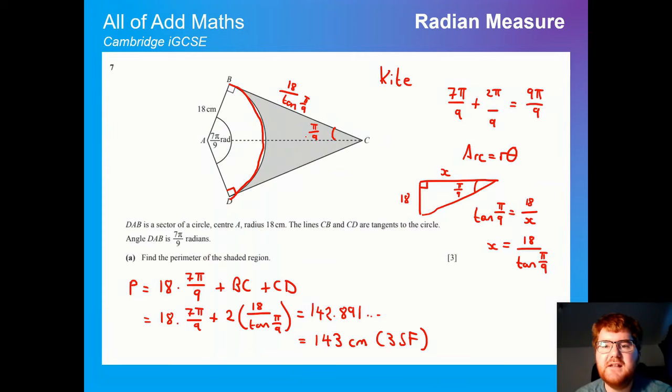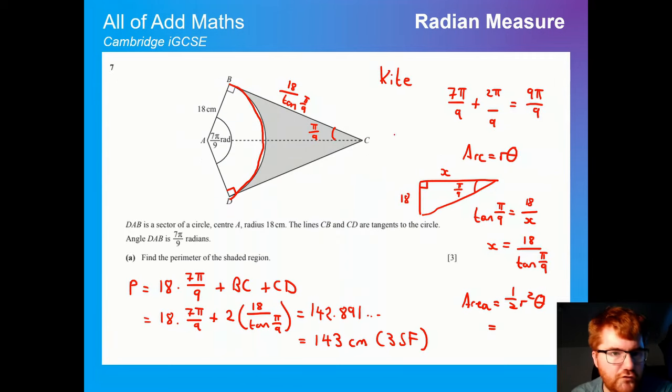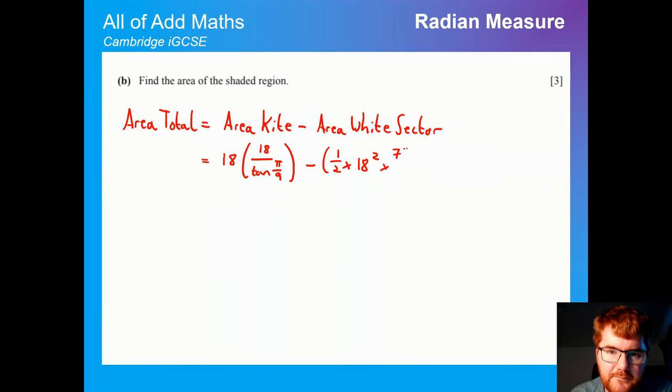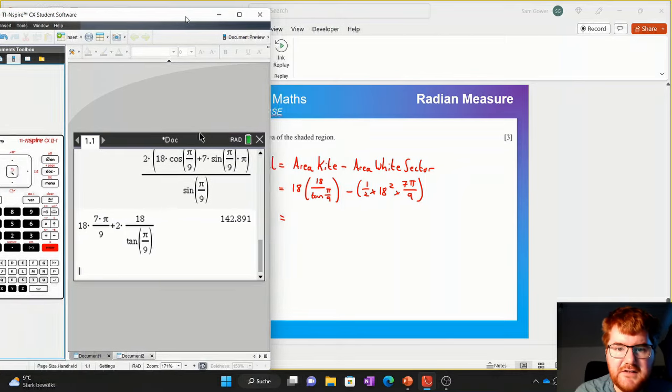And now the area of the white sector, again that really important formula, I'll pop it down here. The area is equal to half r squared theta in radians. So we have half times 18 squared times 7 pi over 9. Only at this stage would I now put this into my calculator. Okay, so let's just take our time here.